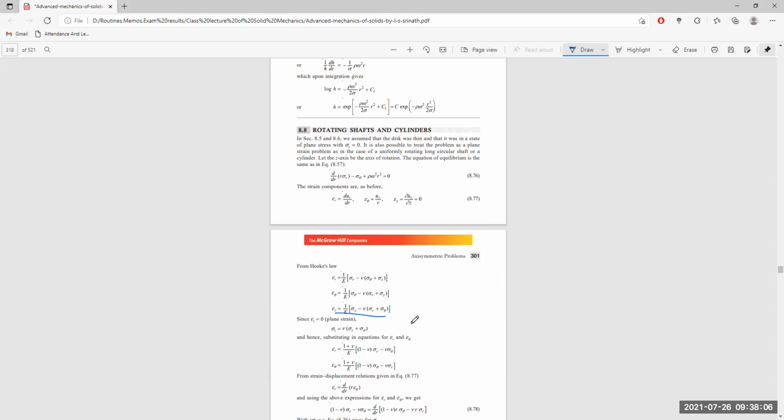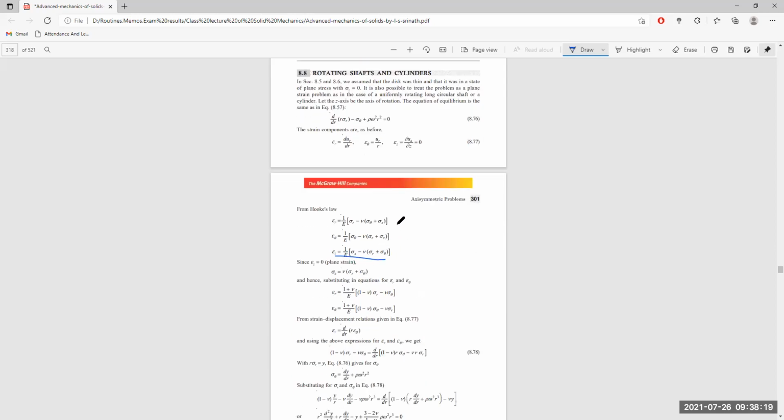Now we have got the value of sigma z, the longitudinal stress, in terms of mu as well as in terms of radial and tangential stress itself. If you substitute this value of sigma z here, the equation will take the form (1 plus mu) by E times (1 minus mu) into sigma r minus mu sigma theta, and 1 plus mu divided by E into (1 minus mu) into sigma theta minus mu sigma r.